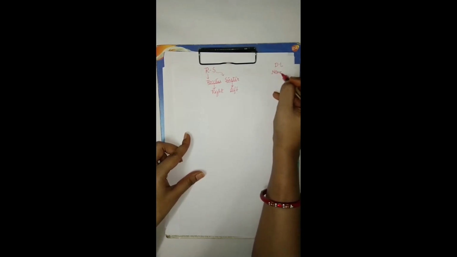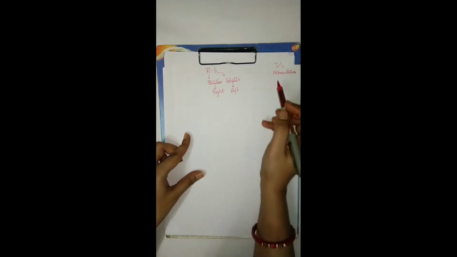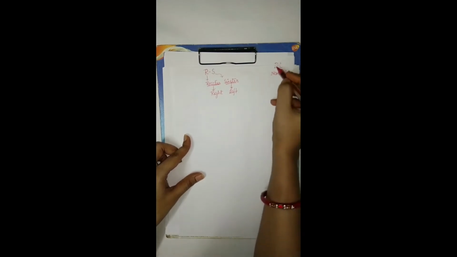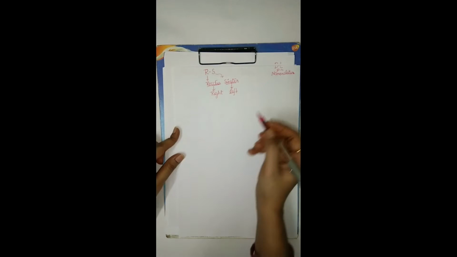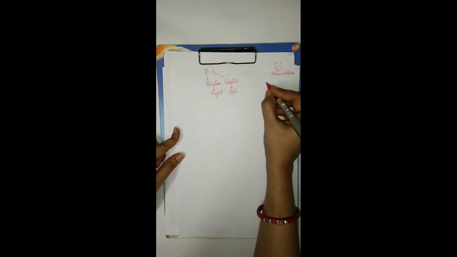Capital D and capital L nomenclature. What is the capital D and capital L? What is the capital D, capital L? The first compound which is discovered is glyceraldehyde. This is the glyceraldehyde.